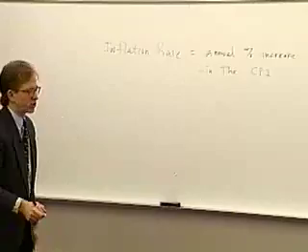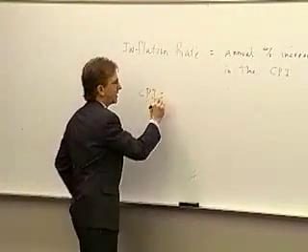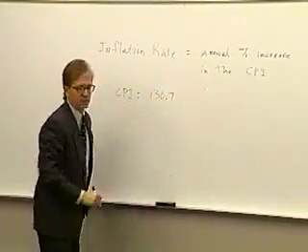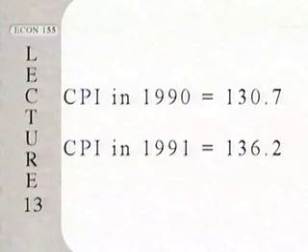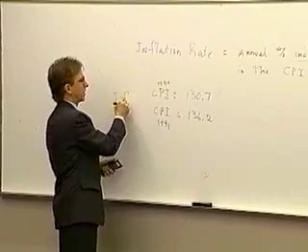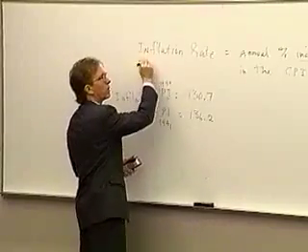Let me give you an example. Suppose that the Consumer Price Index in 1990 was 130.7. We'll just suppose that was the Consumer Price Index in 1990. In 1991, it was 136.2. So, first of all, we can see that the price level went up from 1990 to 1991. And so there was definitely an increase in the price level, and so we definitely had inflation. But how much? We don't want to just know that there was inflation, but we want to know the rate.